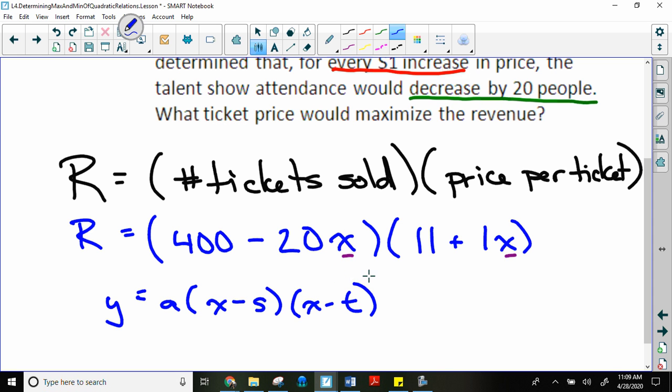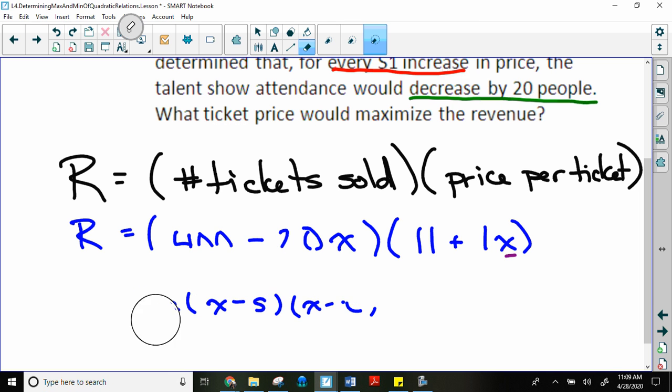And you're going to say, Miss, this doesn't look at all like this. You're not wrong. You're not wrong. Okay, but this is still a factored equation. And when we've got factored form, we can state the zeros.